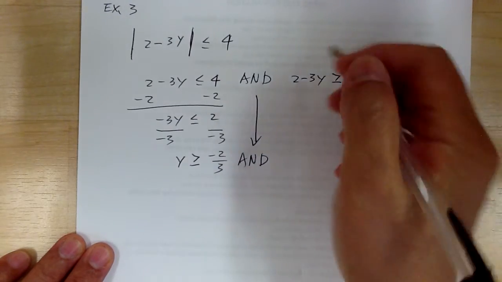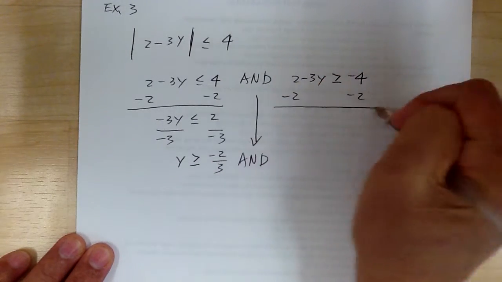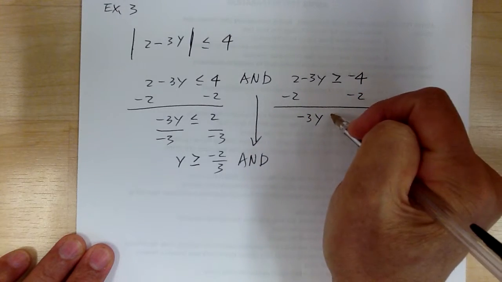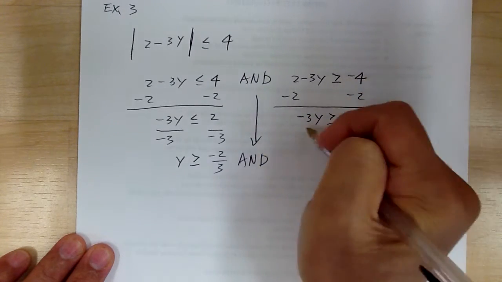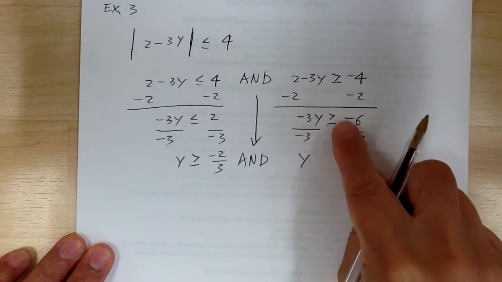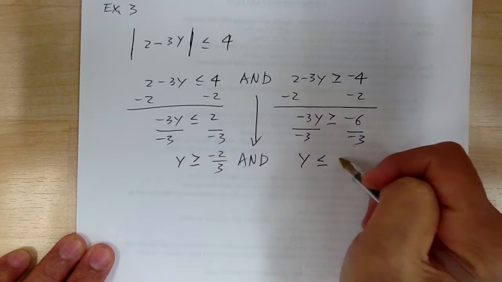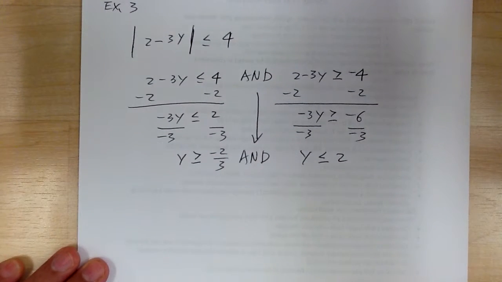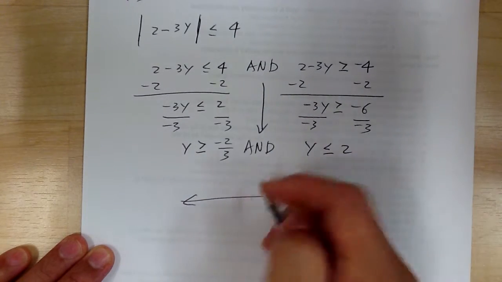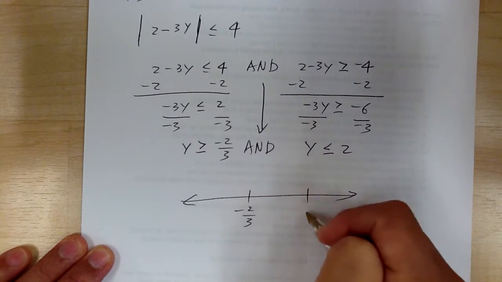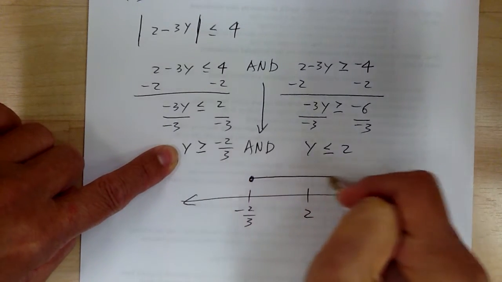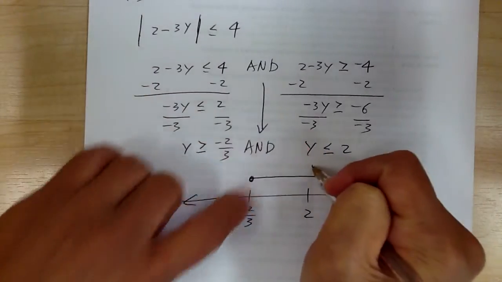And let's go and solve this one. So -2. So you get -3y is greater than or equal to -6. Divide by -3, divide by -3. So y, and now remember, change direction. Okay, and you want to sketch it out to double check. So you have -2/3 and 2. So this is greater than, and this is less than.